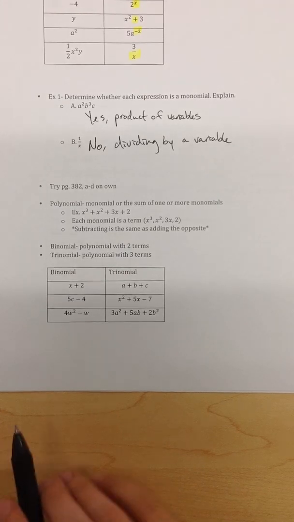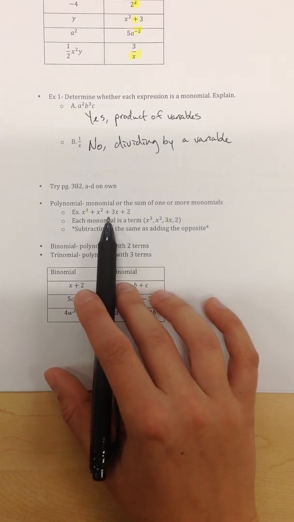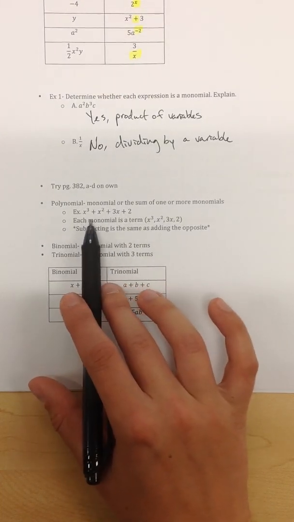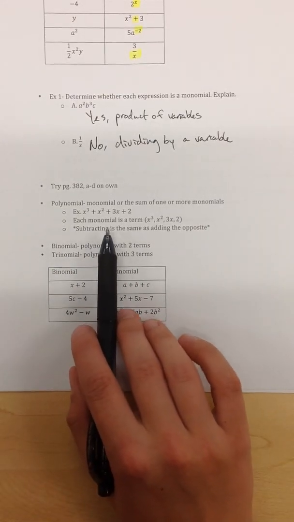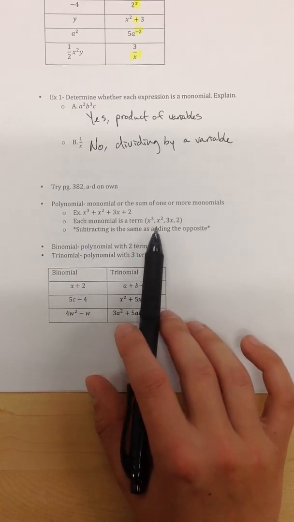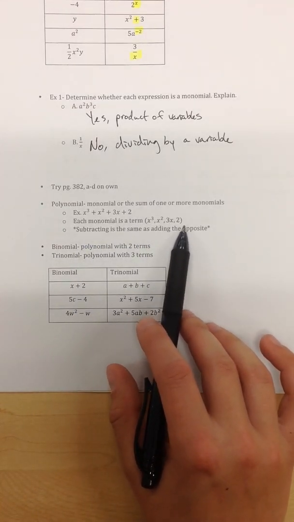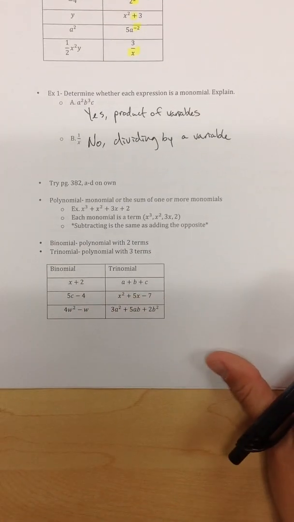Okay, so an example of this would be x to the third plus x squared plus 3x plus 2. So we're basically taking a bunch of monomials, or singular ones, putting plus signs in between them, and that makes them a polynomial because there's multiple of them. So each monomial is considered a term. So we'd have 4 different terms there: x to the third, x squared, 3x, and 2. Okay, so each of those is a term in that polynomial.